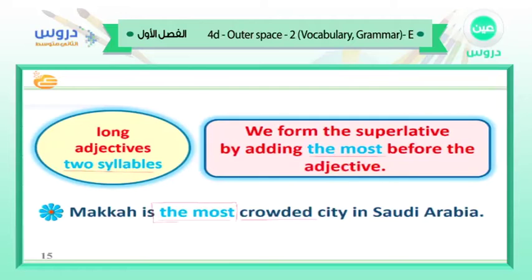Because crowded is a long adjective. Long adjective, it means two syllables. Crowded. Okay, not big. Big is one syllable. Crowded is two syllables, everybody. So we add the most before the adjective. Before crowded. Okay?